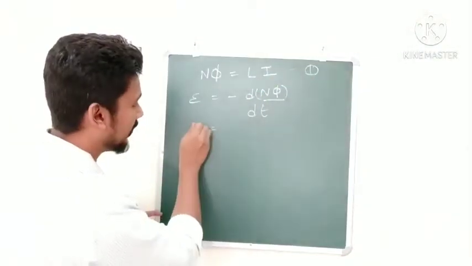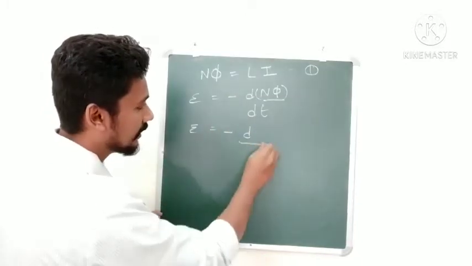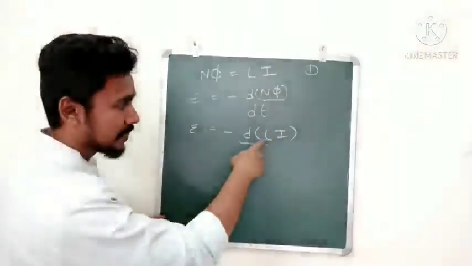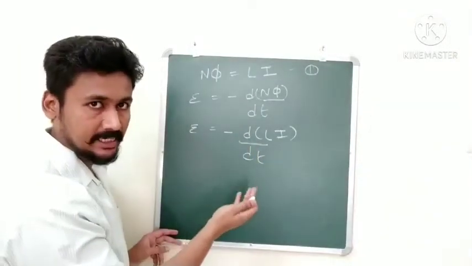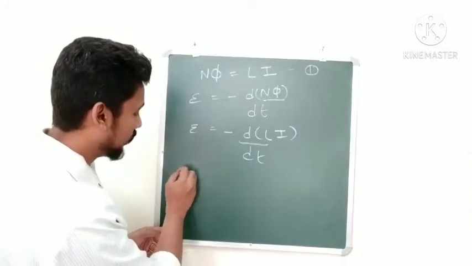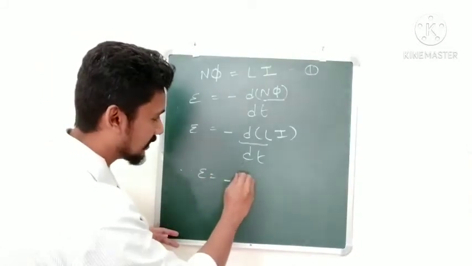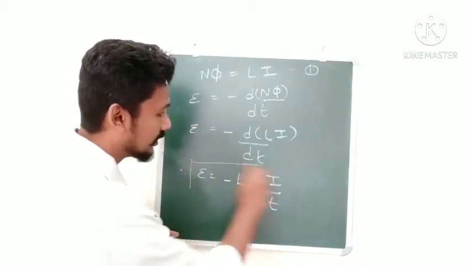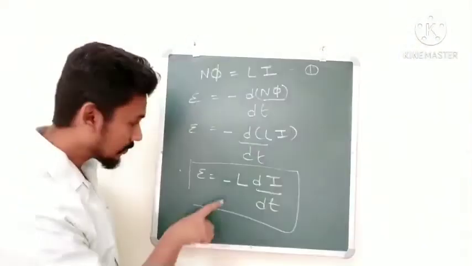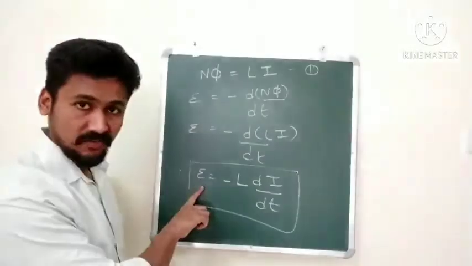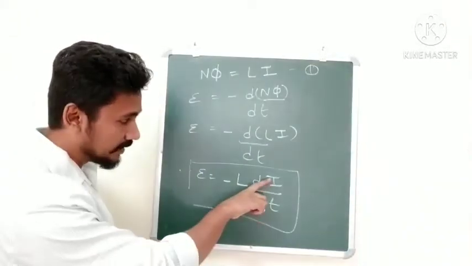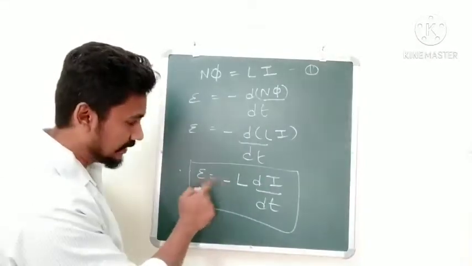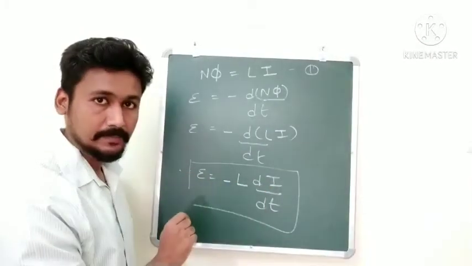So this equation will become E is equal to minus d by dt, and in the bracket now we will put Li. Now L is a constant, that is the inductance, so L can come out of the bracket. Therefore we will get E is equal to minus L di by dt. So this is the relation. This gives that the EMF is generated due to the rate of change of electric current. This gives a relationship between inductance, EMF and current.